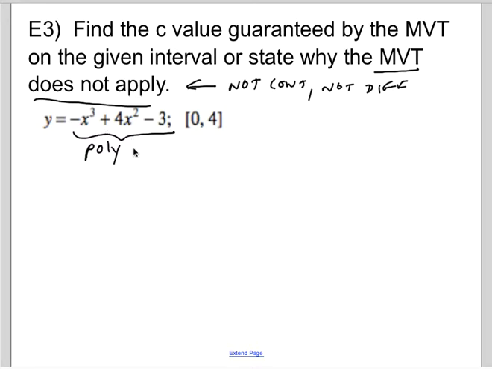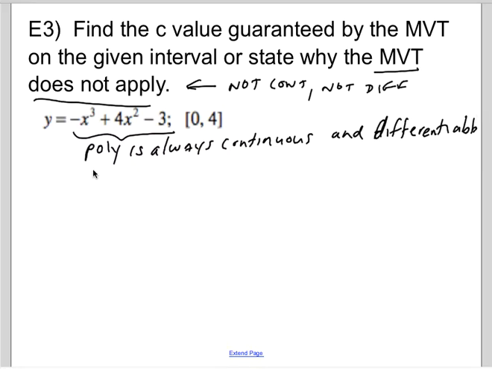So a polynomial is always continuous and differentiable. That's not how you spell differentiable. Differentiable, right? So a polynomial is allowed, so the MVT applies for a polynomial always. So this is fine. I can definitely apply the MVT, but I have to state that explicitly. I have to say this is why I know I'm allowed to do this.